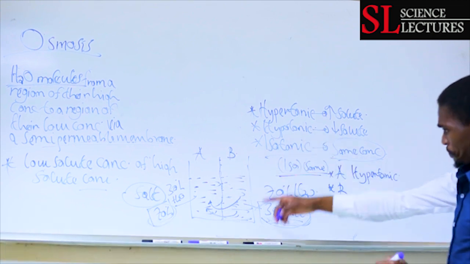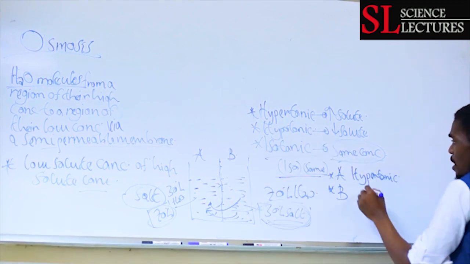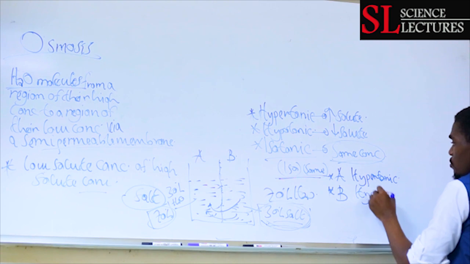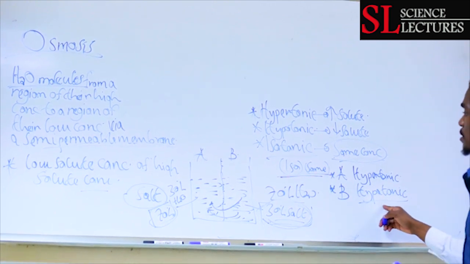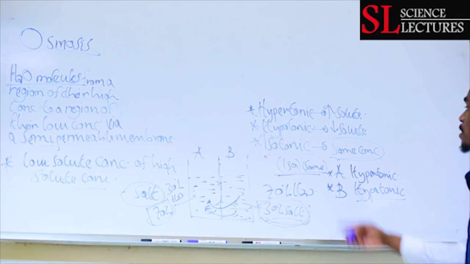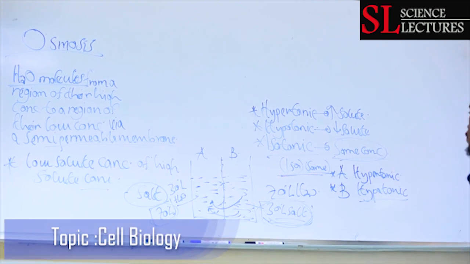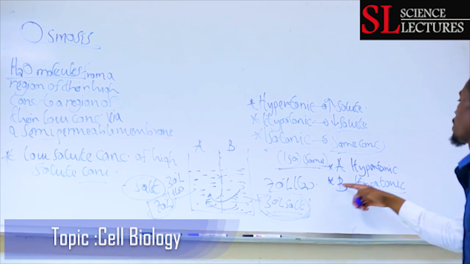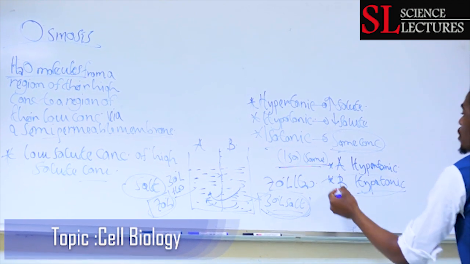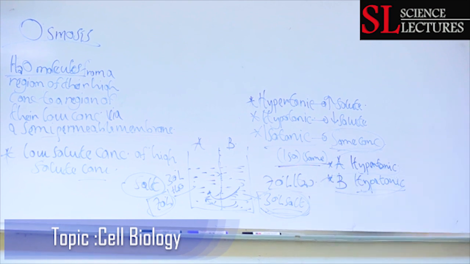Then solution B will be hypotonic. Why is it hypotonic? Because it has a low solute concentration. In other words, it has high water concentration. And water molecules will move from a region of their high concentration, that is the hypotonic solution, to the hypertonic solution.